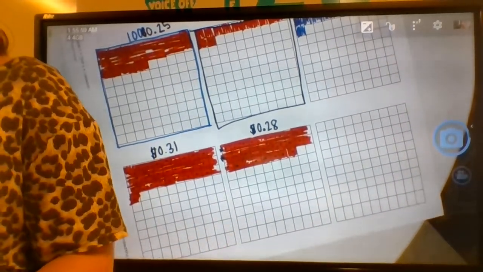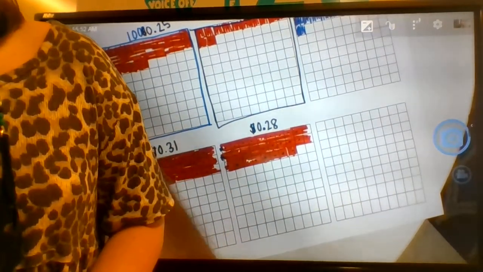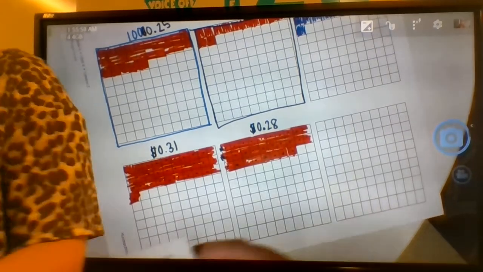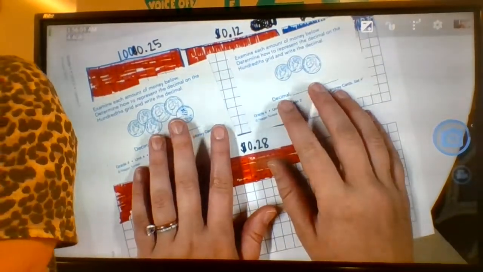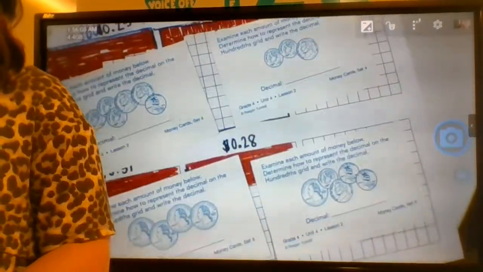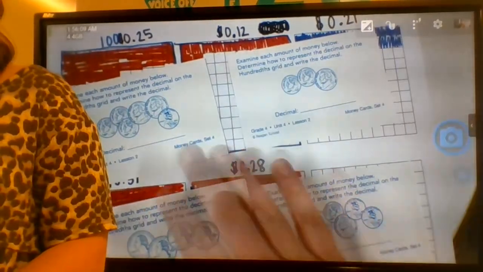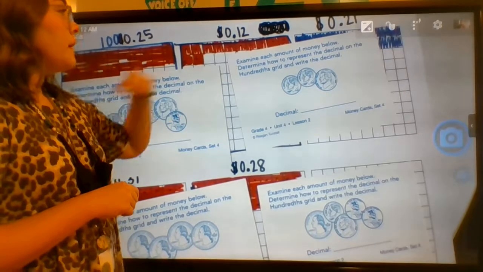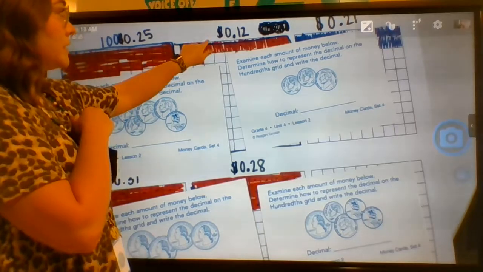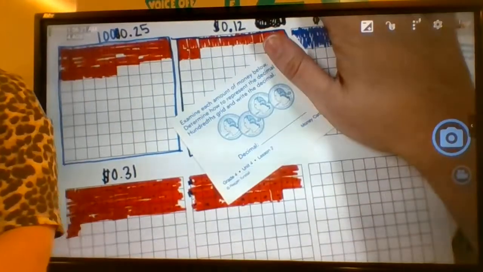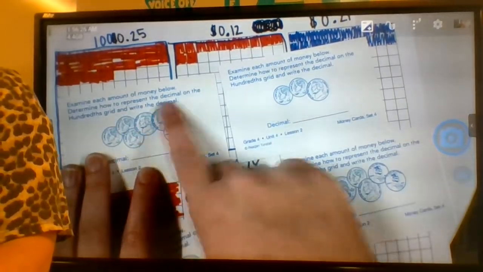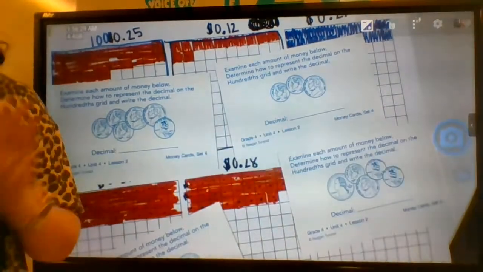Okay, so today for your assignment, I'm going to put on Canvas a couple of these money cards. And they are going to say, examine each amount of money below, determine how to represent the decimal on the hundredths grid. That's what this back page is. This is our hundredths grid. So represent the decimal on the hundredths grid and write the decimal. So it's just what we did.